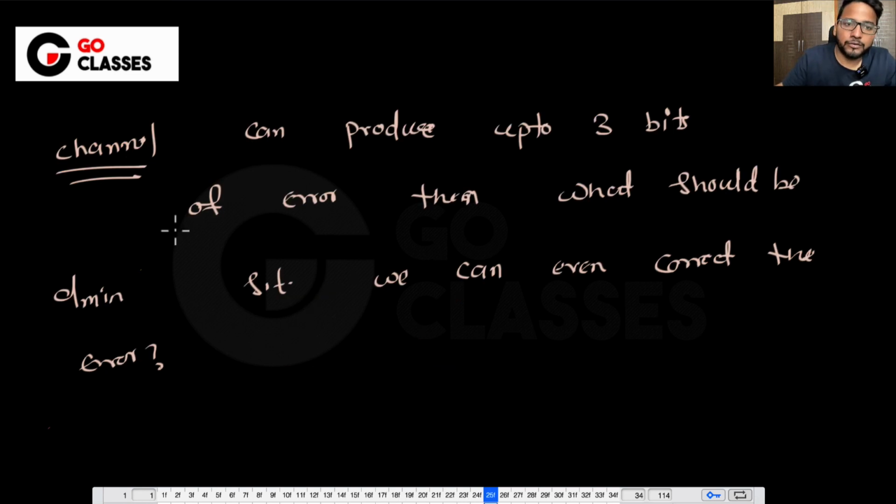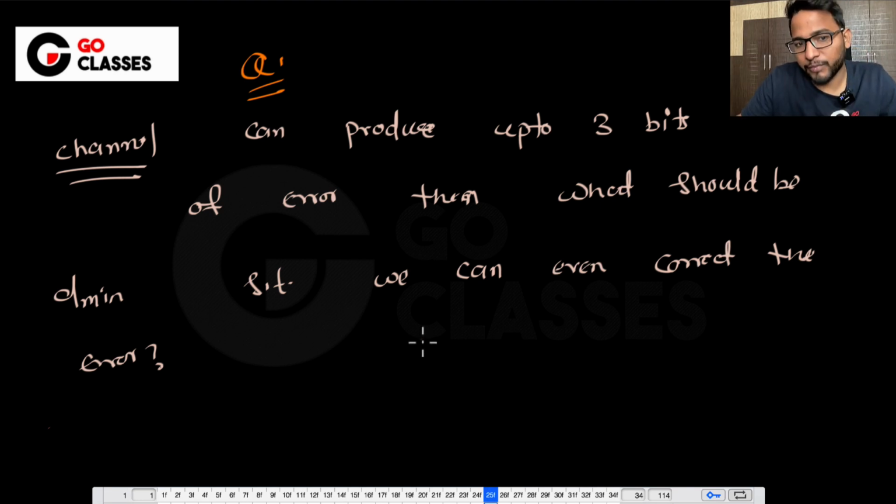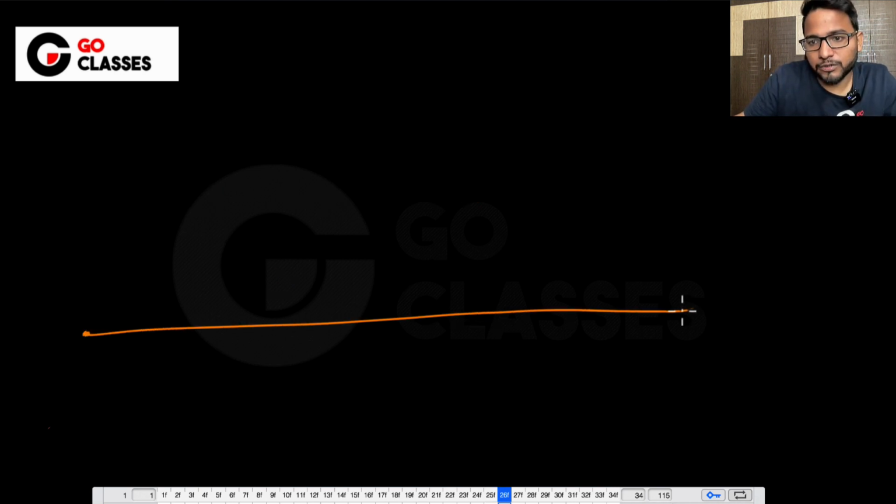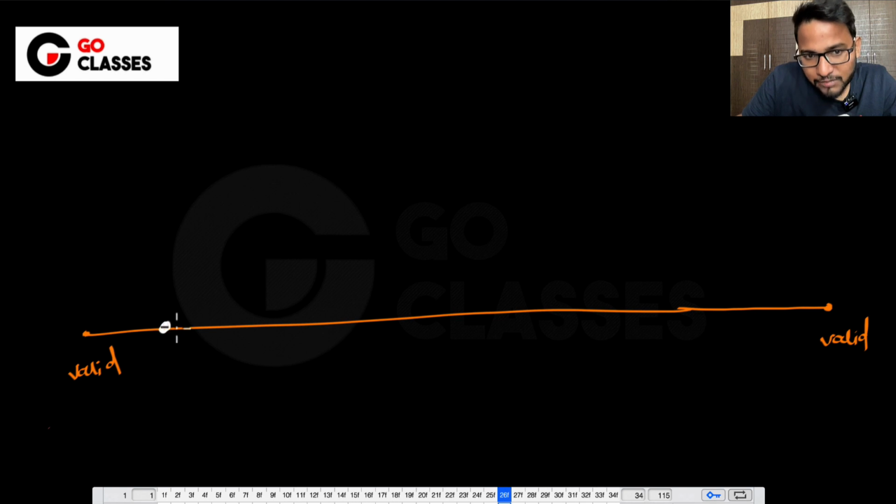Now let's see this question, where a channel can produce up to 3 bits of error, then what should be the minimum Hamming distance such that we can even correct the error? Suppose this is one valid code word and this is another valid code word, and they're asking what should be the distance between them such that the channel can produce up to 3 bits of error. If you're sending this, then you can receive this, this, or this, 1, 2, 3, or the same valid word. What I want is no overlap between these two corresponding words, which means I can have any number of invalid words here, that's okay, but I don't want overlap.